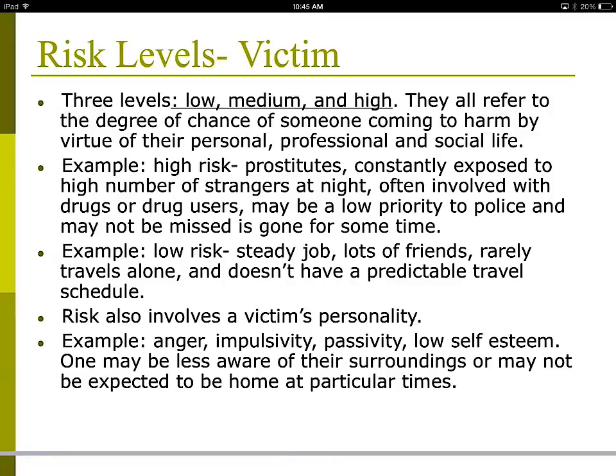They may be low priority in the eyes of the police and might have gone missing for a long time. Also, people in the prostitution profession might have families who don't notice that they're gone. An example of someone who's low risk is someone who has a steady job and lots of friends. Someone's going to notice right away if they're gone, they rarely travel alone, they have a predictable schedule, and they have a predictable travel schedule.